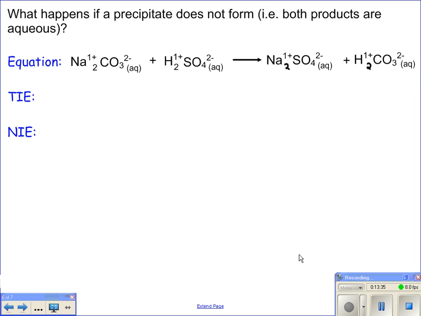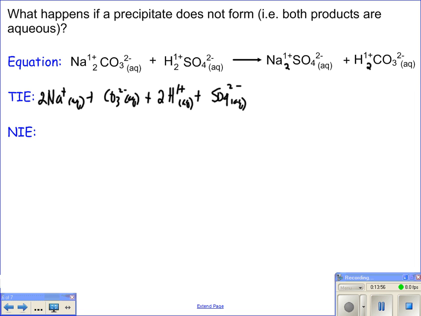So let's do the same process for total ionic that we did for the others. What is my positive part? It's sodium. How many of them are there in sodium carbonate? There are 2. What is my negative part? It's carbonate. How many of them? There's 1. What is my positive part? It's hydrogen. How many of them? 2. What is my negative part? Sulfate. How many? 1. Same thing on the other side.